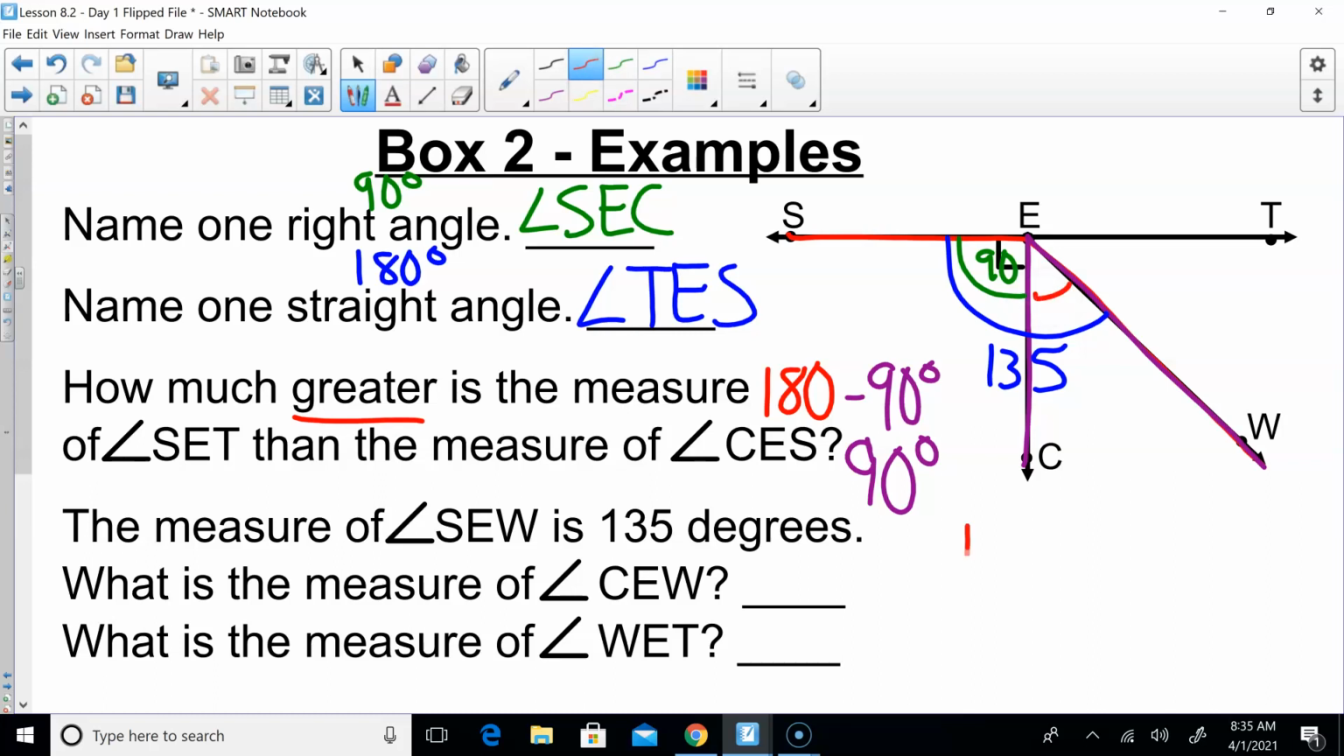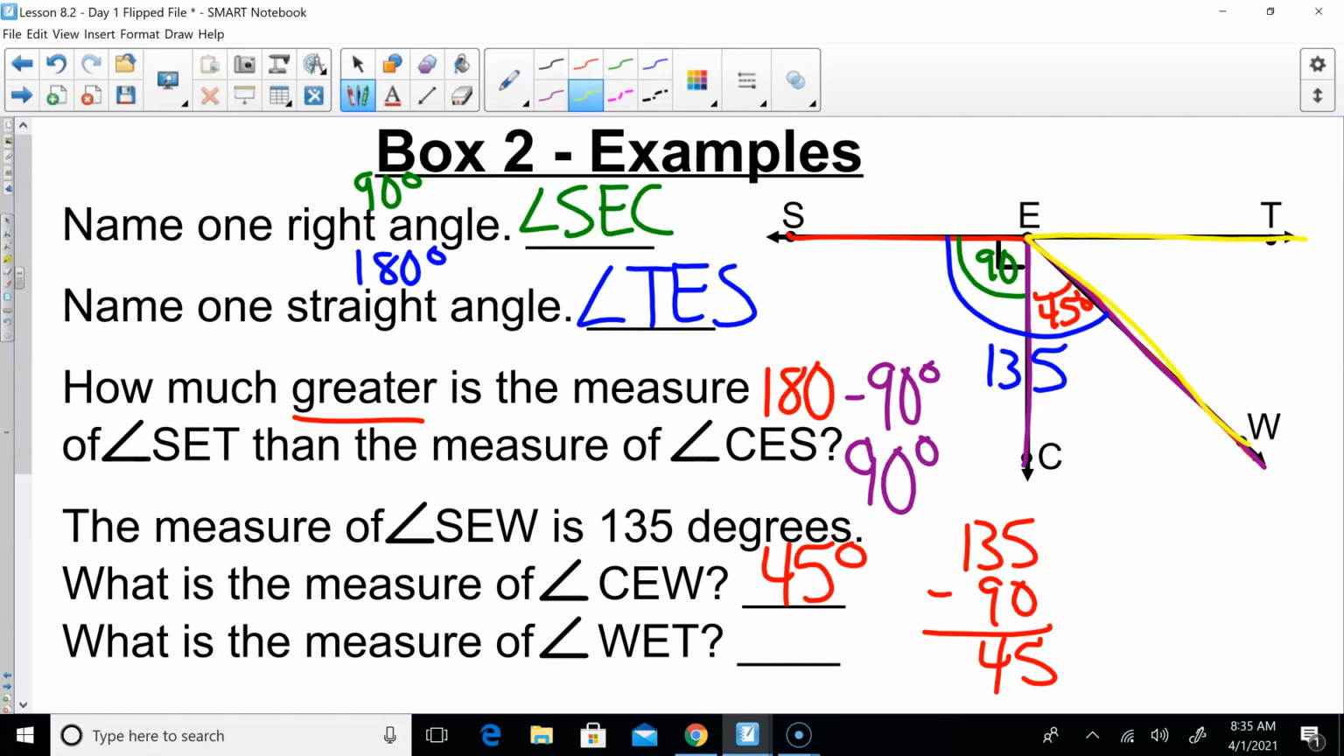So 135 minus 90 equals 45 degrees. Oh, so SEW is 45 degrees. And now what is the measure of WET? So we see where WET is, I'm using the infamous yellow that I despise. There it is right there.